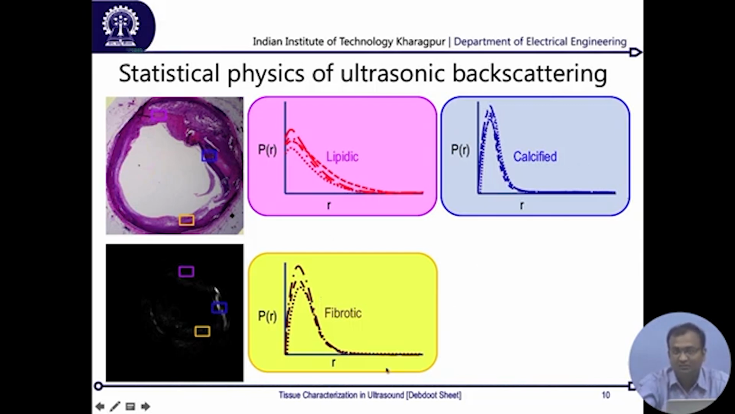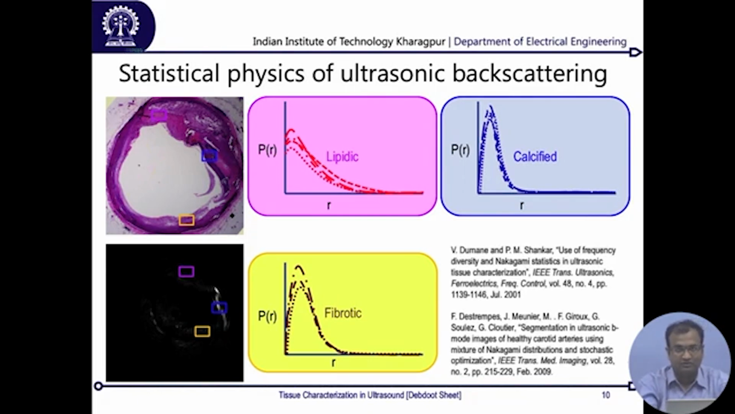So that definitely means if I have a parametric form of representing this, and that parametric form is my Nakagami distribution, then some parameters of my Nakagami distribution should be specific to lipidic tissues. So there should be a bound of parameters, or a group of parameters, within Nakagami which will specify that it comes from lipidic tissue. There will be a group of parameters which would specify that it is calcified tissue, and a group of parameters which would specify that it is fibrotic tissue, and this is what we make use of in our problem.